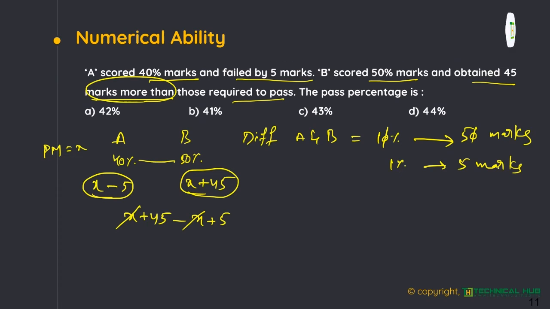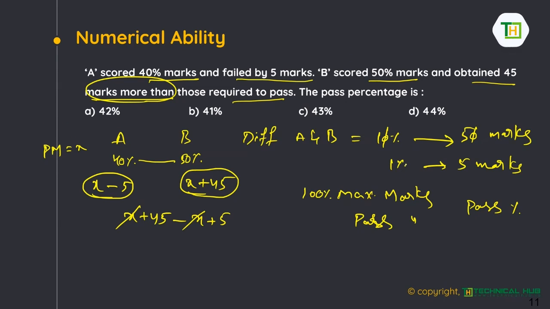Now, you can easily calculate whatever the question asks, whether it is maximum marks, pass mark, or pass percentage. Once you get this result, it is very easy to calculate all of them. First, I will tell you maximum marks. Maximum marks is always 100 percentage. 1 percentage is equal to 5, then 100 percentage is 500. This is not the question that he is asking. I will tell you this question at last.